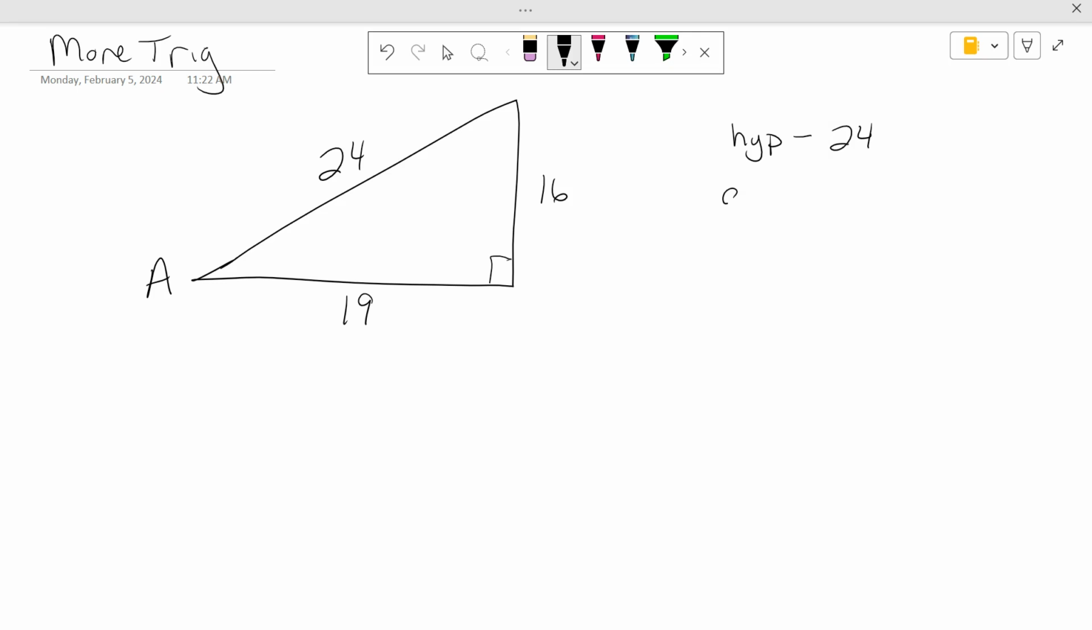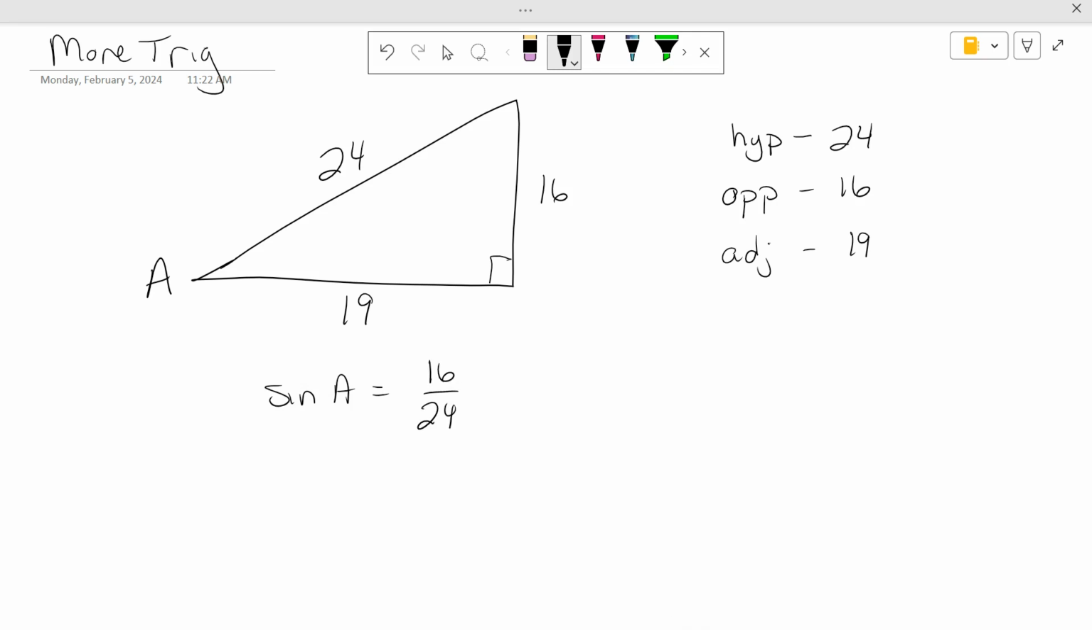Okay? So then we find the opposite next. Which side in this case is the opposite? 16. And then you find the adjacent. Which side would be the adjacent? 19. So if you're told to find the sine of angle A, it would be what two numbers over the top of each other?